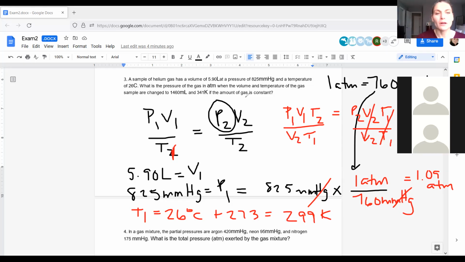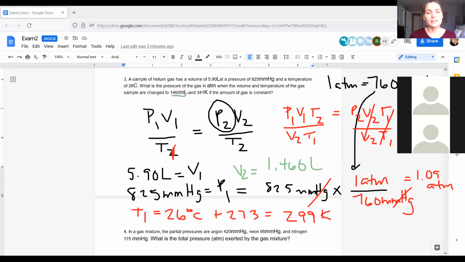Oh, actually, we have to do one more little piece, because now our V2 is in 1460 mLs. So how do we convert this to liters? 1460 mLs. Are we moving 3 places to the left or 3 places to the right? Left. So we'll end up with 1.460 liters. And like I said, if anyone wants to stay after and work on conversions, I'll show you an easy way to do this, because it's just so much simpler.